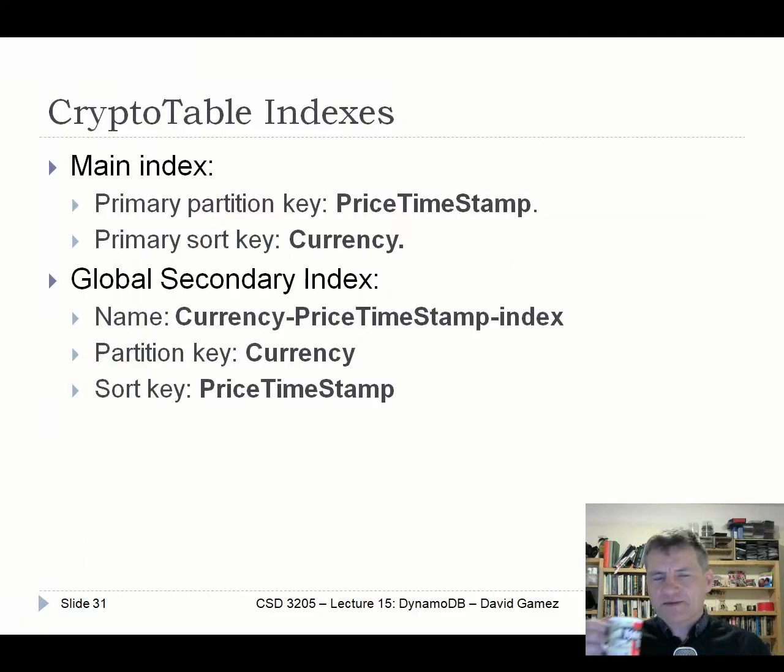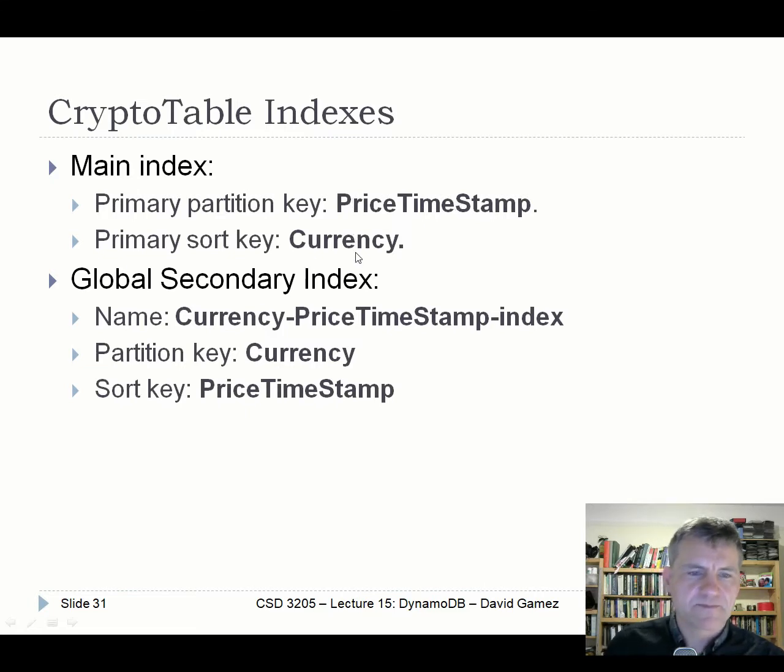Okay, so for my crypto table, I also need an index. So I've got the main index, which has the primary partition key being the price timestamp, and then the primary sort key being the currency. So that will enable me to search for all of the records that have a particular timestamp, or all of the records that have a particular combination of a currency and a price timestamp. So even though I've got a sort key specified, I can just get all of the records with a timestamp, but then I can also get a unique record, which is a combination of the price timestamp and the currency.